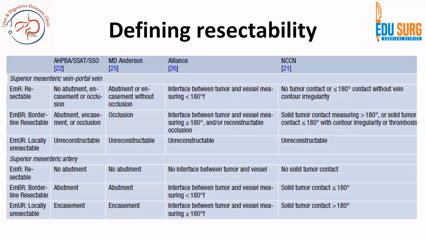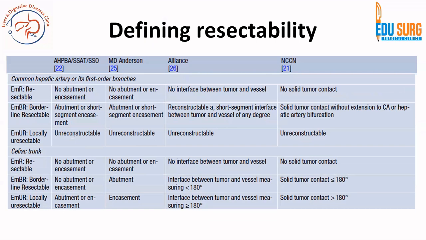Now coming to superior mesenteric artery, no involvement is resectable. Encasement more than 180-degree is unresectable, and less than 180-degree tumor contact is borderline resectable. Now the other two structures, celiac trunk, more commonly involved in neck body tumors, no involvement. Remember that for artery, 180 degree is borderline resectable, and for vein, 180 degree is resectable, right? That is how you can remember.